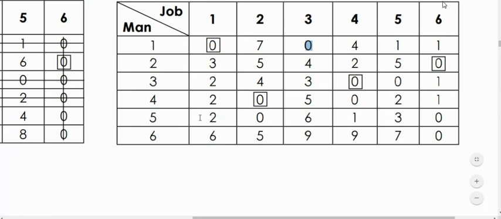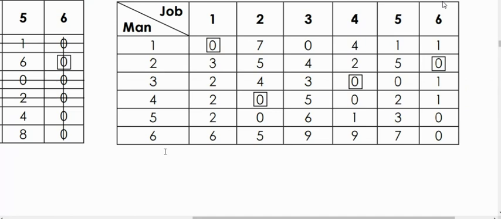Yes. Now see, in the fifth row, I have two zeros. Guys, see the fifth row. In the fifth row, I have two zeros. One is in job 2 and one is in job 6. And in the sixth row, I have 1 0, which is there in sixth job.